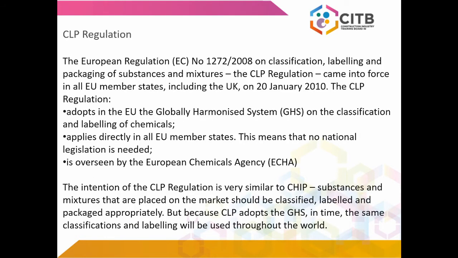CLP regulation. The European Regulation number 1272/2008 on classification, labelling and packaging of substances and mixtures, classed as the CLP regulation, came into force in all EU member states, including the UK, on the 20th of January 2010. The CLP regulation adopts in the EU the Globally Harmonised System on the classification and labelling of chemicals. It applies directly in all EU member states. This means that no national legislation is needed, and it is overseen by the European Chemicals Agency.